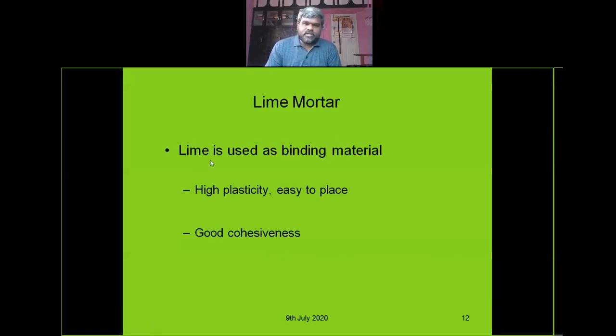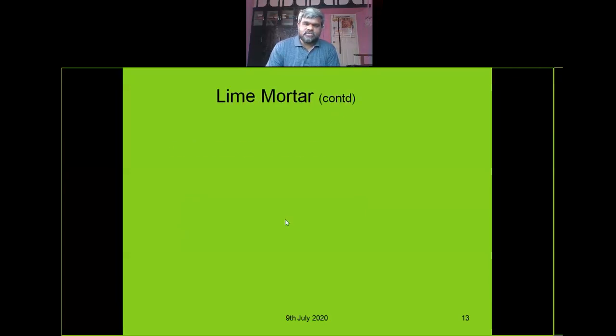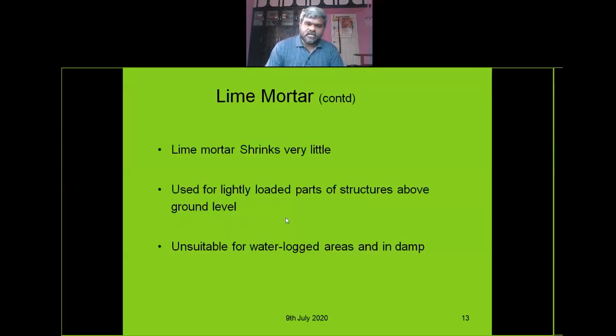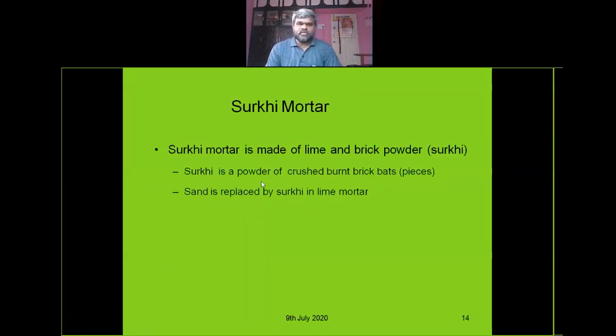material. So in lime mortar, lime is used as a binding material, with high plasticity, easy to place, good cohesion. But the disadvantage is it does not take higher crushing strength. Lime mortar shrinks very little, and is used for lightly loaded parts of structures above ground level. Means it will not take high loads, high crushing loads. Unsuitable for underwater areas and damp areas where it can start a hydration process. So surkhi mortar means the mortar is made of lime and brick powder.